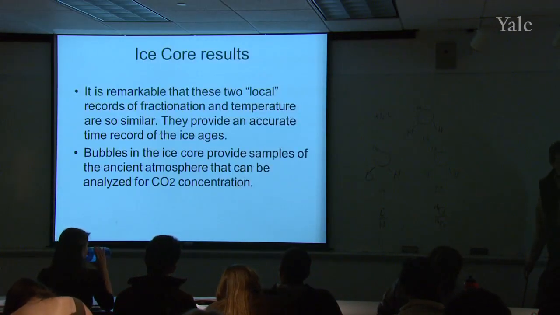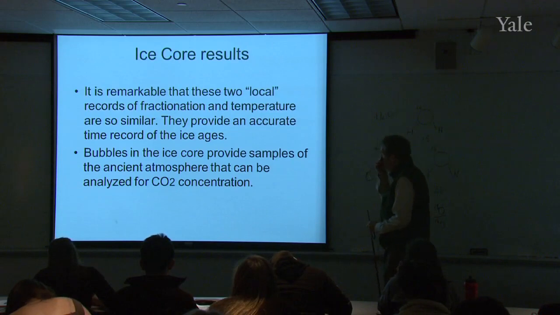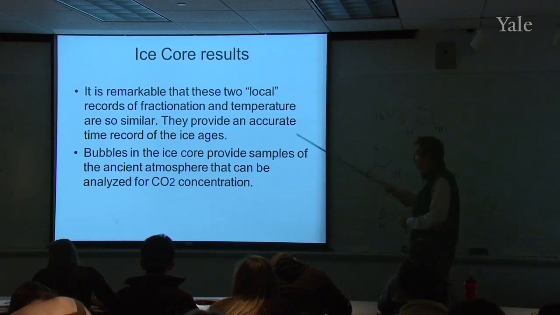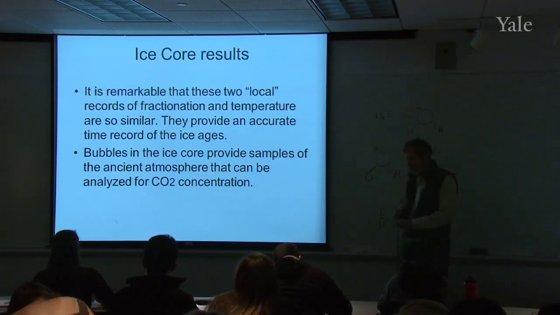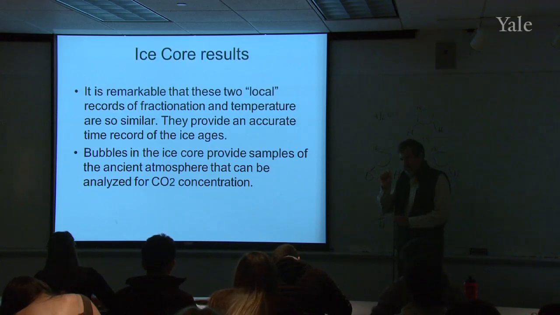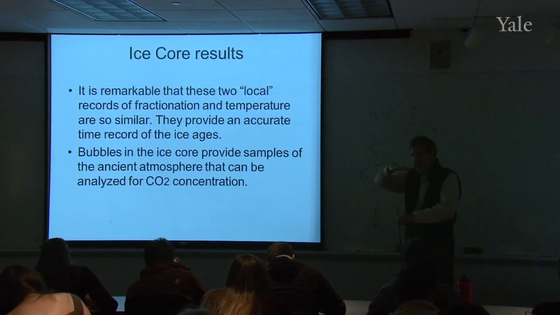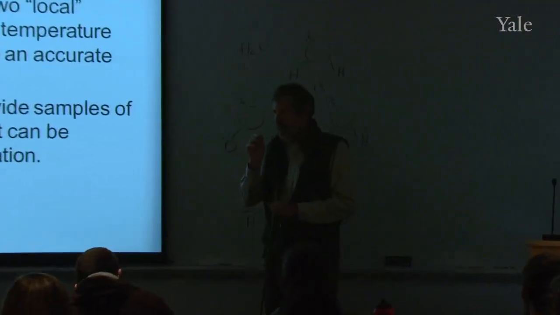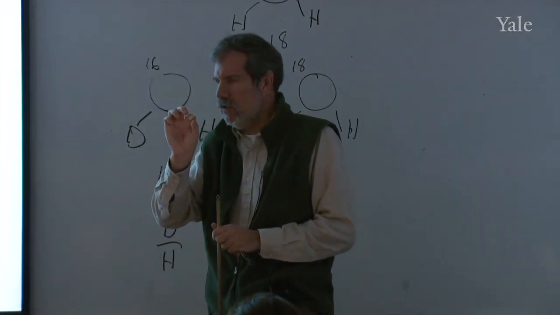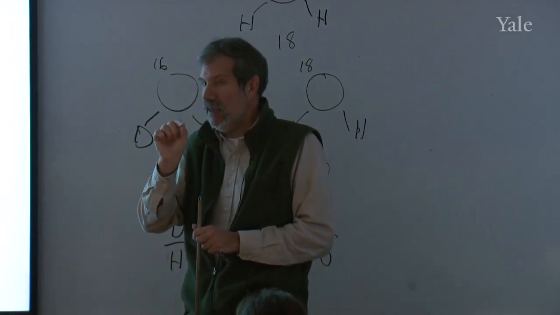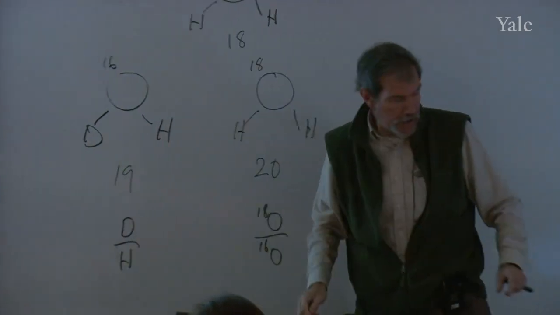Okay. So it's remarkable that these two local records of fractionation and temperature are so similar. They provide an accurate time record of the ice ages. One more thing that's even more astounding, you can take those same ice cores and find tiny bubbles in them. As the snow fell, and more snow fell on top, and you finally compacted it into ice, there are little bubbles that trap samples of the ancient atmosphere. You can stick a probe into those ice bubbles and do a carbon dioxide concentration analysis to find out what the carbon dioxide concentration was in those ancient atmospheres.